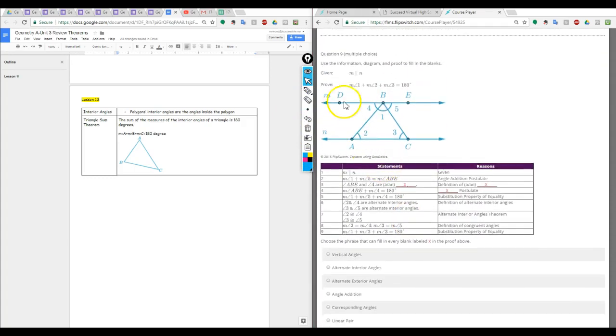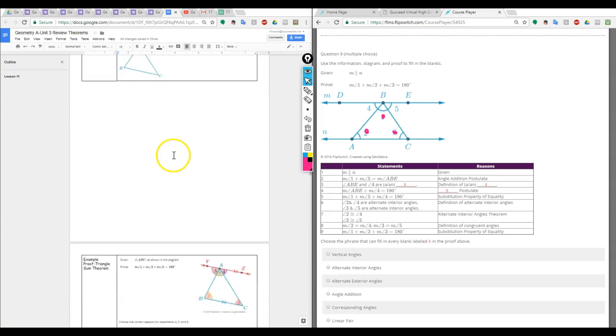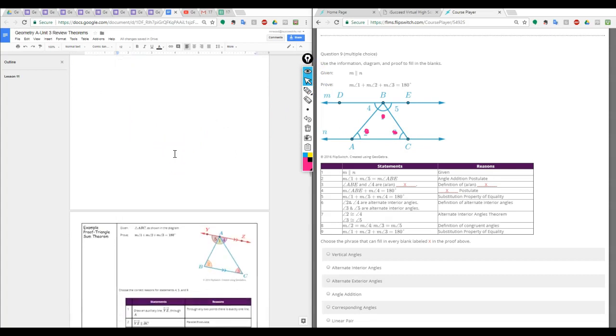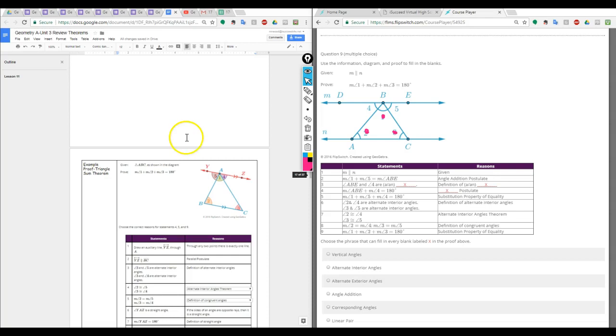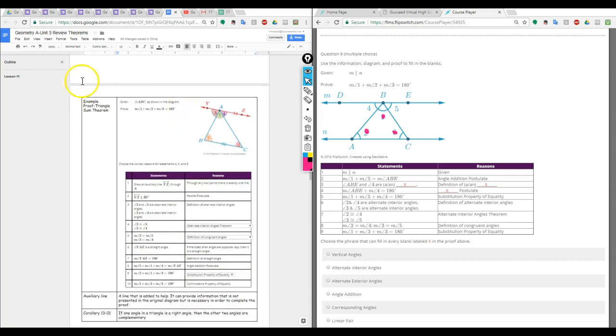Question 9. Use the information diagram and prove to fill in the blanks. We're given that M is parallel to N. We need to prove that the measure of angle 1 plus the measure of angle 2 plus the measure of angle 3 is 180 degrees. We need to prove that the measure within the triangle is actually 180 degrees. So I'm scrolling through this and it's an example proof, triangle sum theorem.